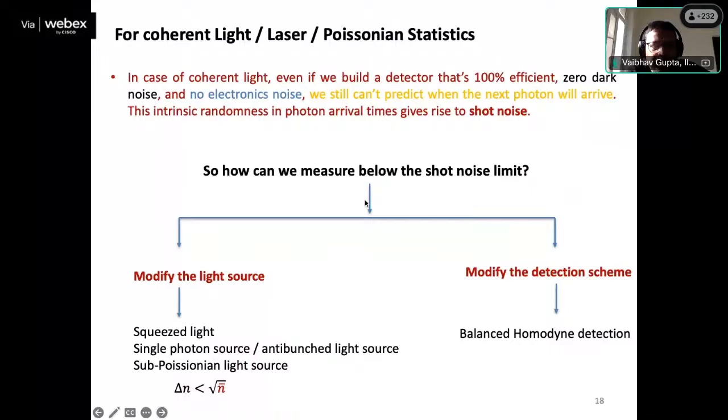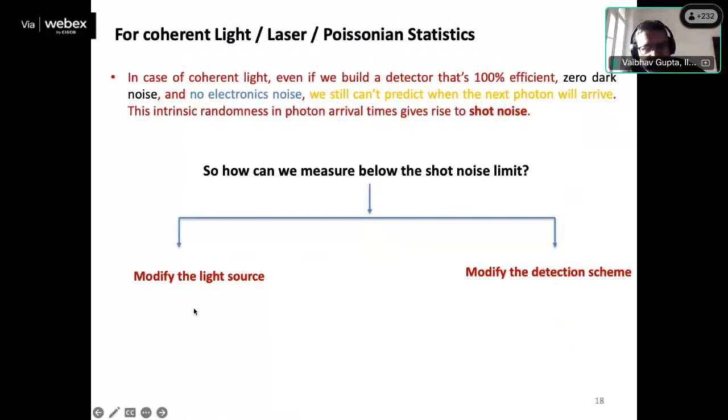So the problem statement is that we have a thing called shot noise, and we want to measure below this shot noise. There are some ways. The first way is to create light sources which can do that, and another way is to create a detection scheme which can do that. But the main aim is to go below the shot noise limit and measure there.